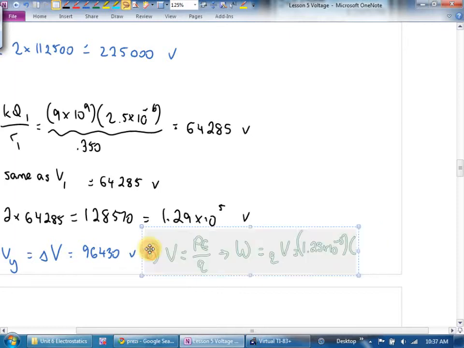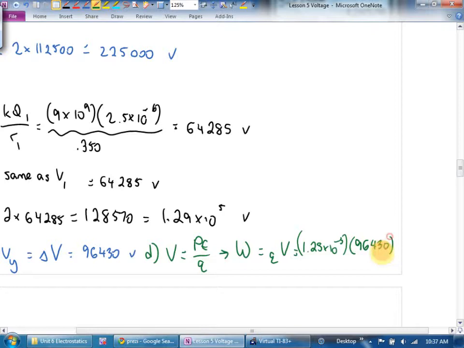Times 96,430. That's how much energy it would require to move a charge from there to there. And because it's a function of energy, this is why batteries don't have joules on them. What units are batteries measured in? Volts. It's going to be very important when we do circuits.